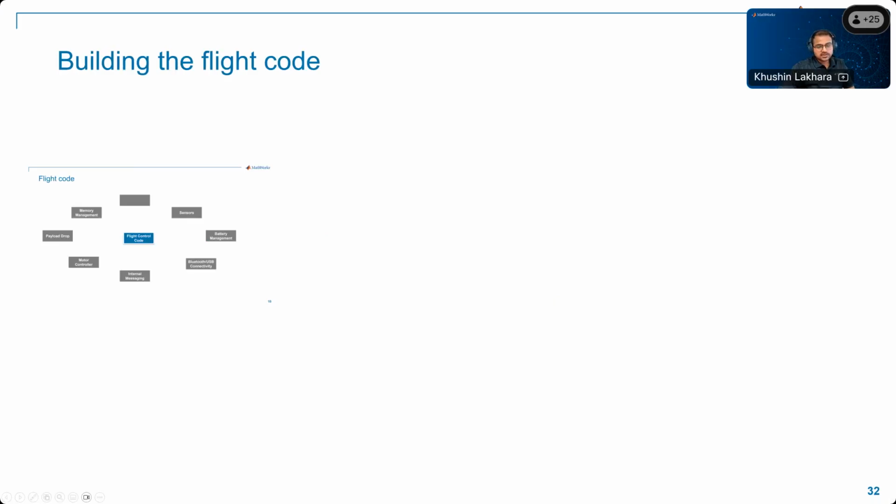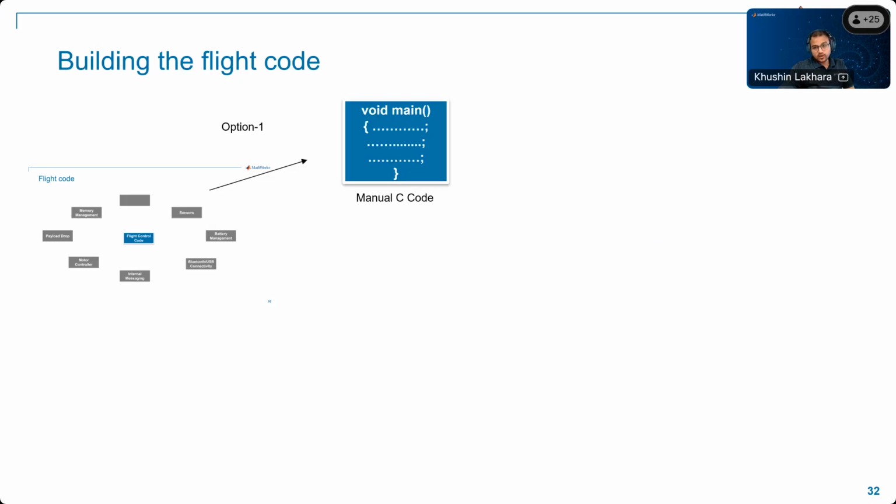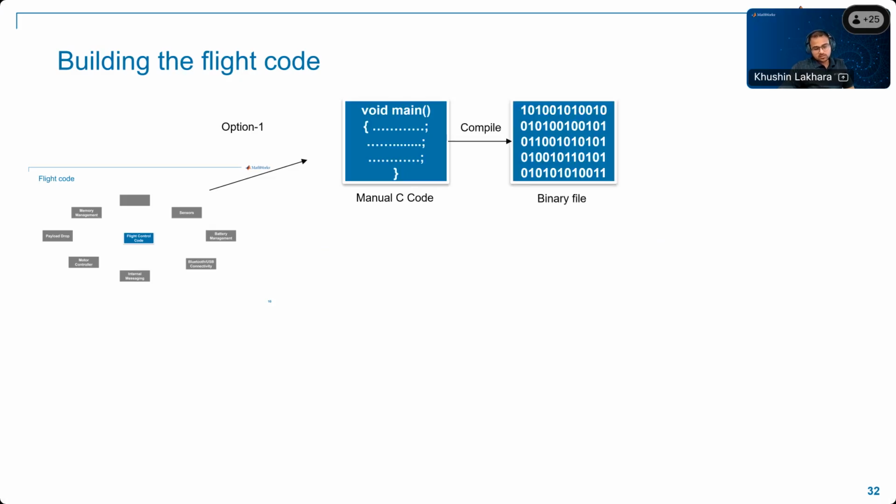So let's explore various ways of building the flight code. One approach of building the flight code is you write your manual C code, compile it, and load it on hardware. So now think about this approach. Do you think there would be any issues with this approach, or this approach would be good enough? Think aloud about this one and let me know if you think there would be any problems.